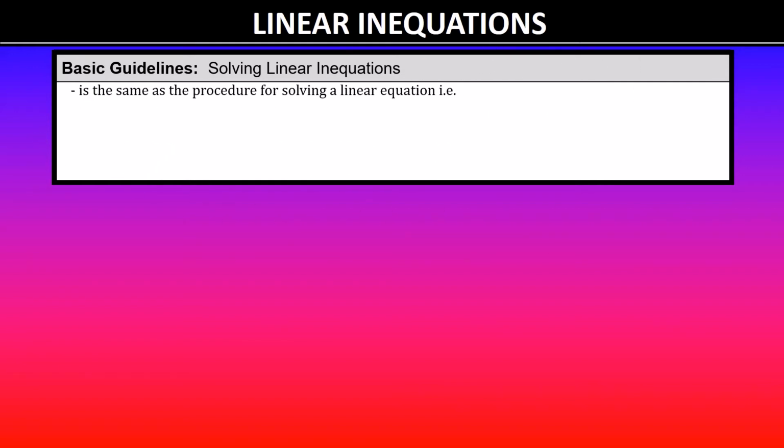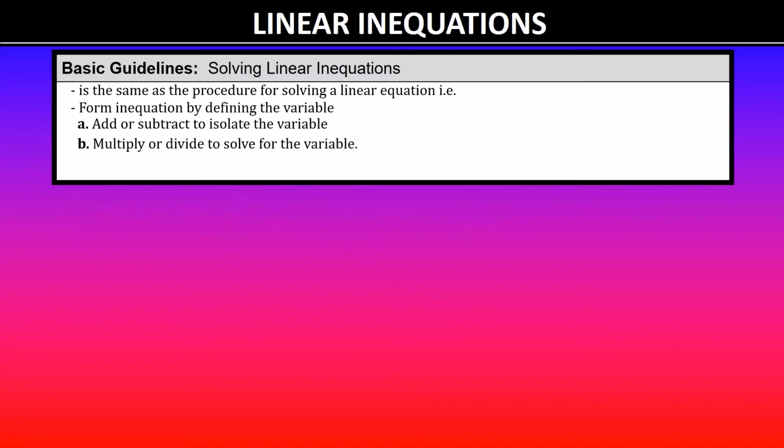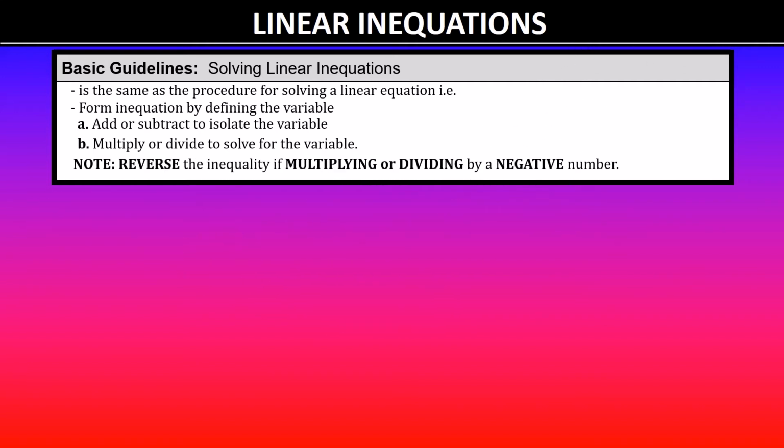So the first one, what you will need to do is follow the same procedure as you did when solving linear equations. So in other words, you will form an equation by defining the variable, and then the first part is you either add or subtract to isolate the variable. And once the variable is isolated, you will either multiply or divide to solve for that variable. So you need to take note that you must reverse the inequality if you are multiplying or dividing by a negative number. And you know that an inequality is a mathematical sentence that compares expressions.